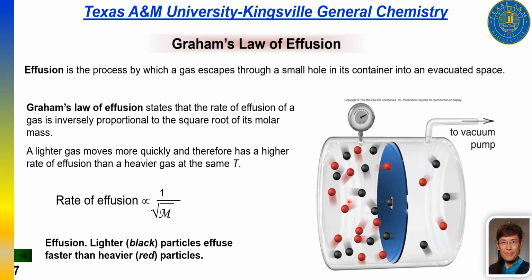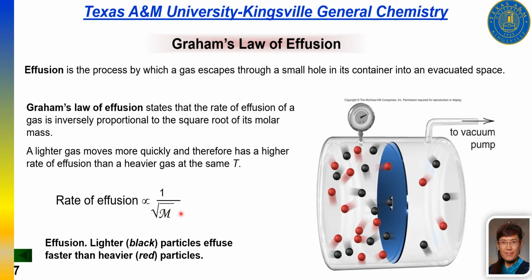Some gas molecules are going to move from the left hand side to your right hand side container. This process is called effusion. The effusion can be measured or calculated using Graham's law. Graham's law of effusion states that the rate of effusion of a gas is inversely proportional to the square root of its molar mass, meaning the lighter gas moves much more quickly. And also, the rate of effusion is usually higher for smaller molecule gases at the same temperature.